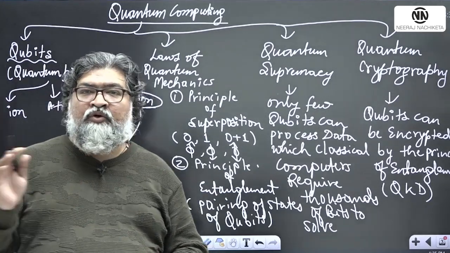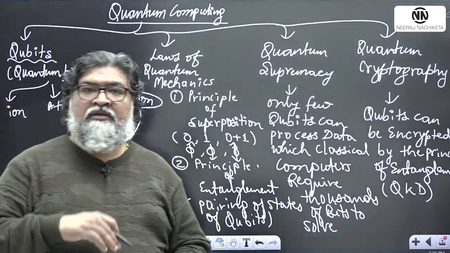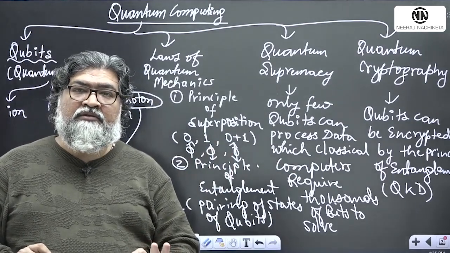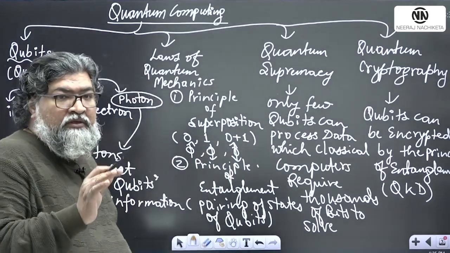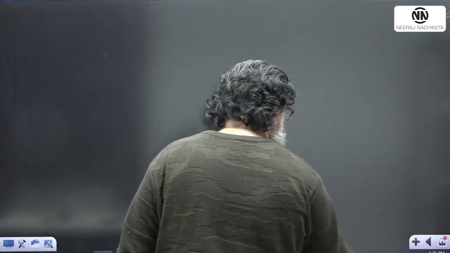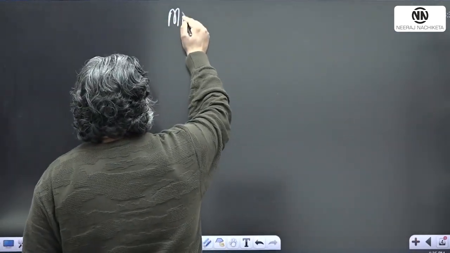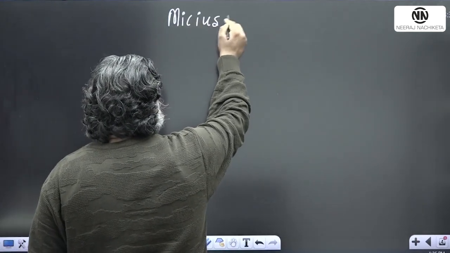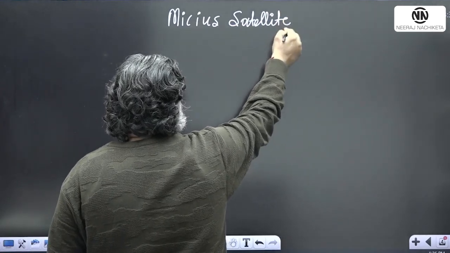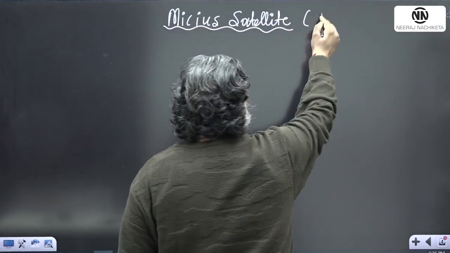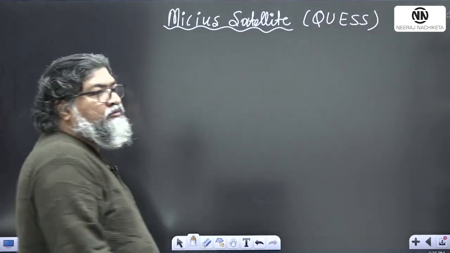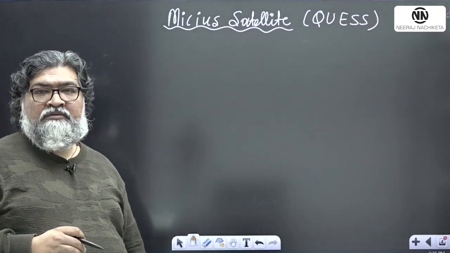Context I have given about Google company, Sycamore processor and China and all this, but the point here which you have to know. So let us now see this kind of thing, which I have just mentioned here. What China did was this Micius satellite, the quantum experiment at space level.